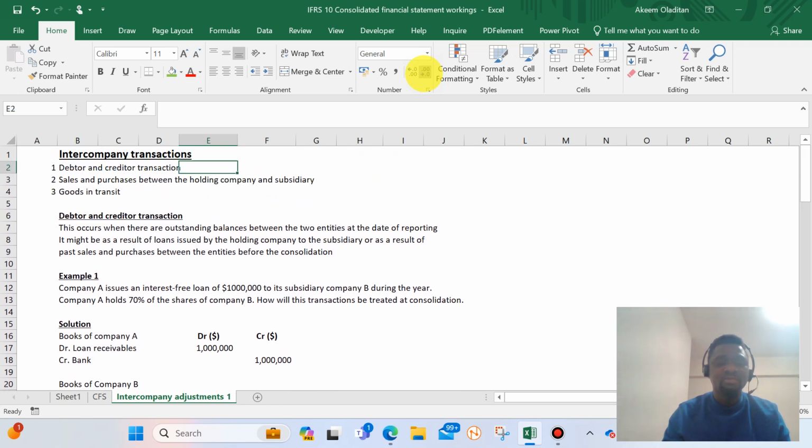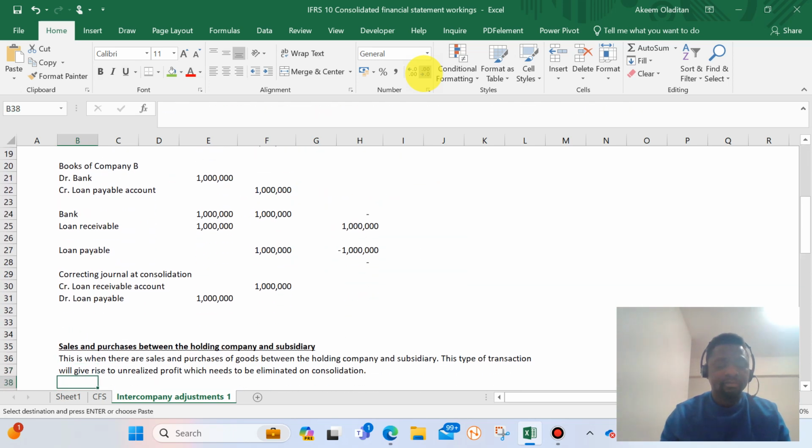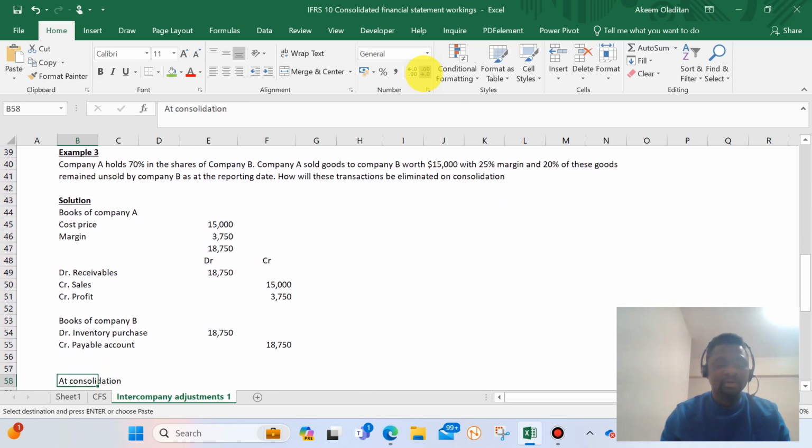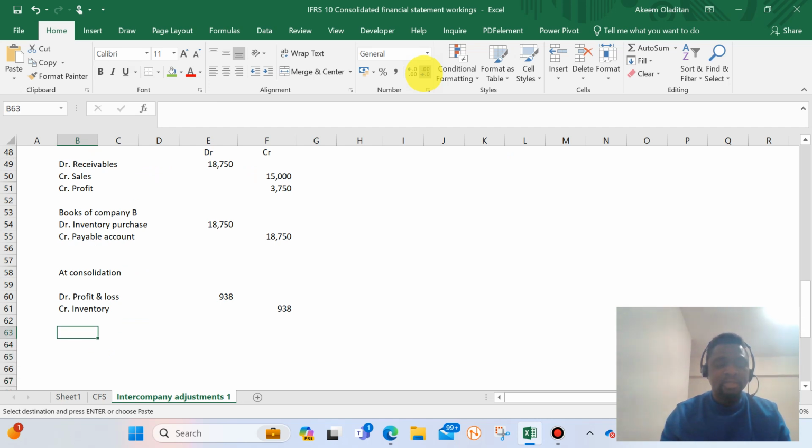So let's look at the third situation that we have here, which is goods in transit. The goods in transit here can arise where the entities are located in different locations apart. Say the goods are being transported over the sea. As at the reporting date, the items have not been received by Company B. So let's look at the same example that we used above. Let's assume the item has not been received.